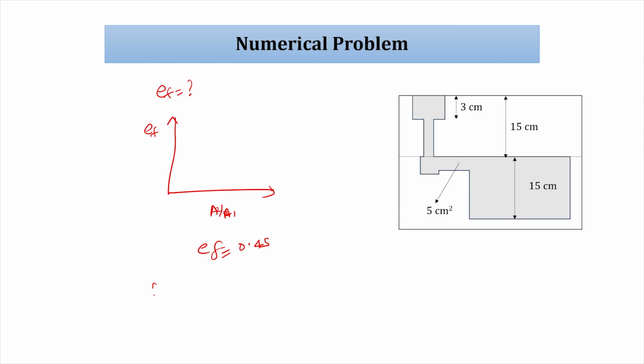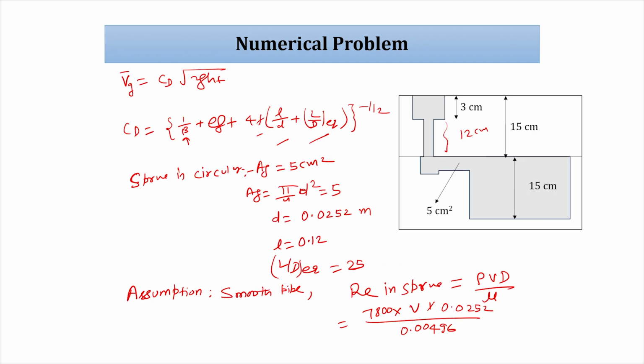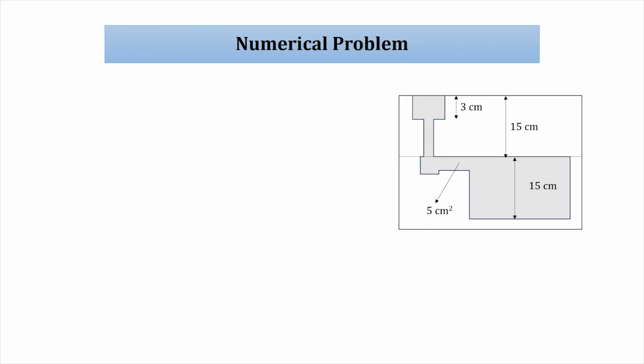And F, for the turbulent region, equal to 0.0791 into Reynolds to the power minus 0.25, which is 0.0791 into 68003 to the power minus 0.25, and that is coming equal to 0.004898, isn't it? You know all these terms: you know beta, you know EF, you know F, L by D equivalent. Now, we will calculate our CD.